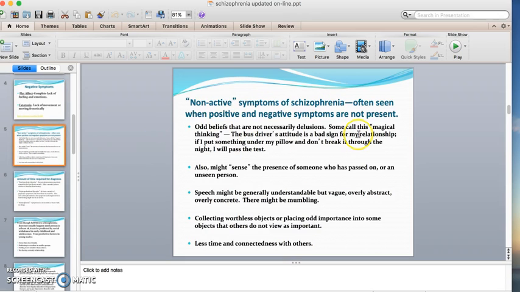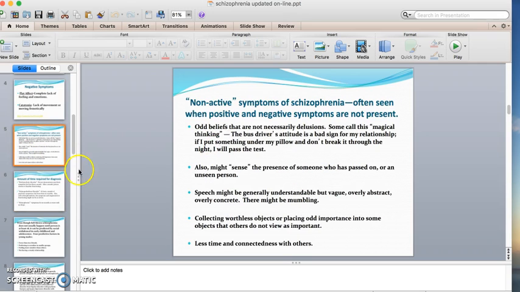Okay. Non-active symptoms of schizophrenia can be seen when positive and negative symptoms aren't present. This is pretty straightforward, right? Odd beliefs. They might sense someone who's passed on, right? It's all in the context of these things that are going on within the patient that are just out of touch with reality. They just don't make sense in the real world. Okay.